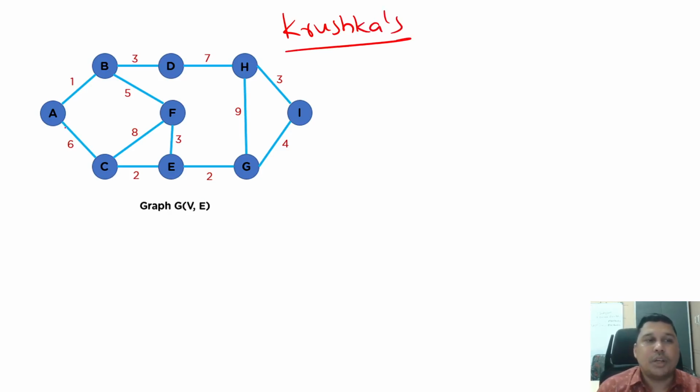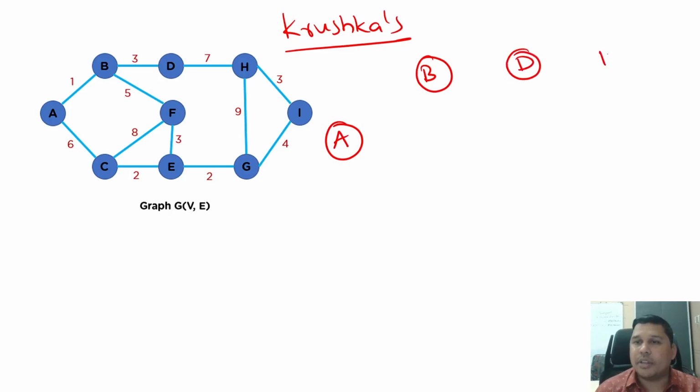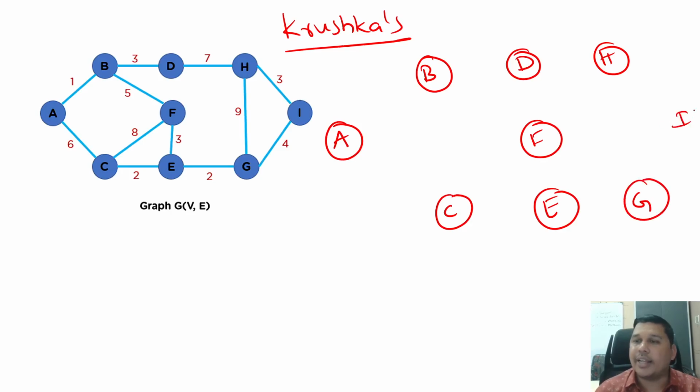Okay, so again I will draw the vertices here: A, then B, D, H, F, C, E, G and I. Okay, now among this whole graph, which is the minimum cost one? 1. So I will draw it 1 here. Then the next minimum one is 2, 2. There are 2 2s. I can easily connect. They are not forming cycles.